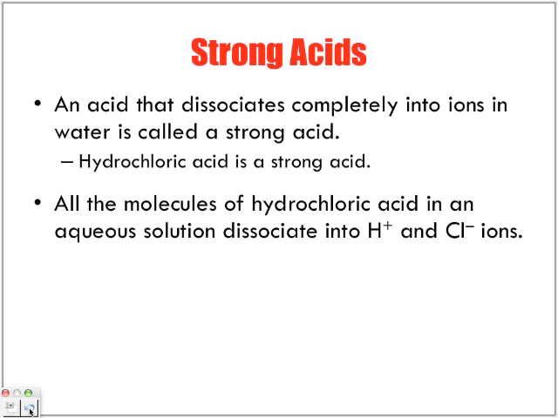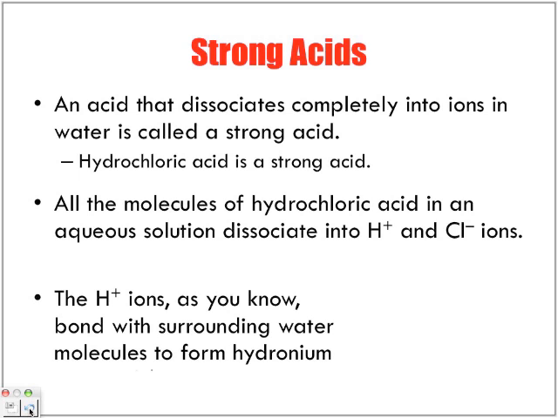So all molecules of hydrochloric acid in an aqueous solution dissociate into H plus ions and Cl negative ions. The whole idea is that every single molecule of the HCl is going to break apart from itself. It's not going to remain. So that's what the dissociation is. We saw that breakdown. All of them are going to do that.